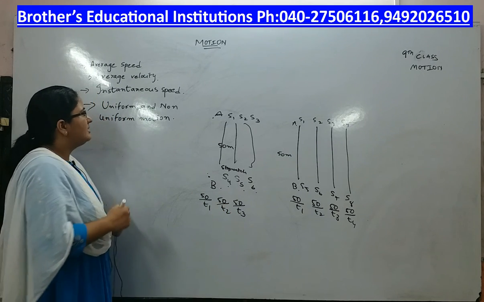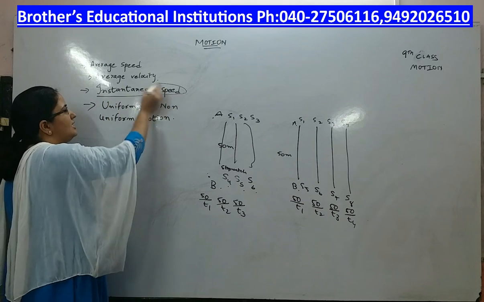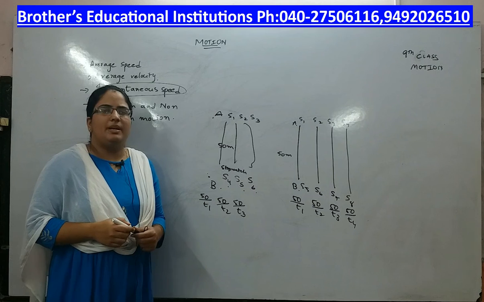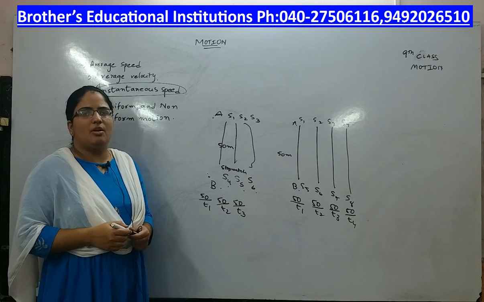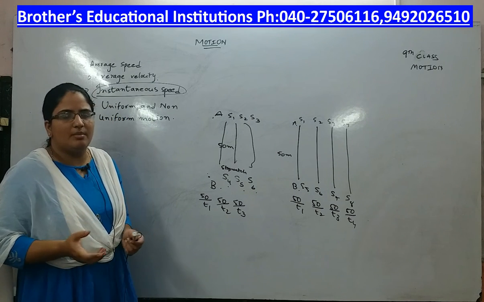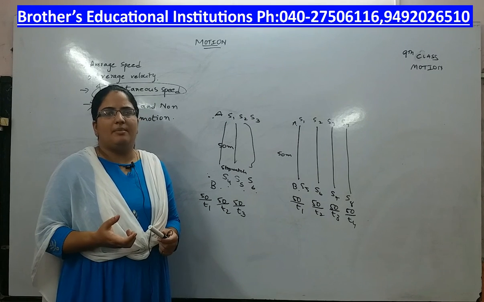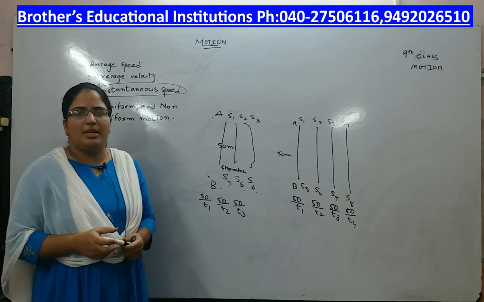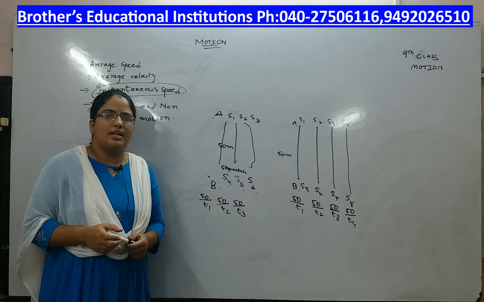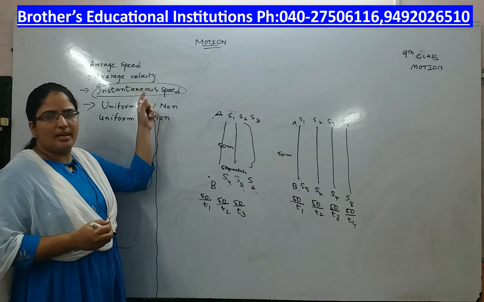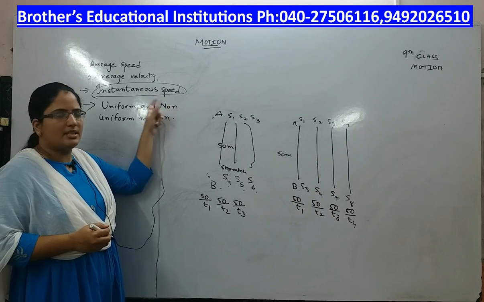The next part is about instantaneous speed. Instantaneous speed means the speed at a particular point of time. Let us say now the time is 11:30. What is the speed at this time? That can be known by seeing the speedometer of the vehicle. So that will give us the instantaneous speed. We shall discuss how to calculate the instantaneous speed in the last class.